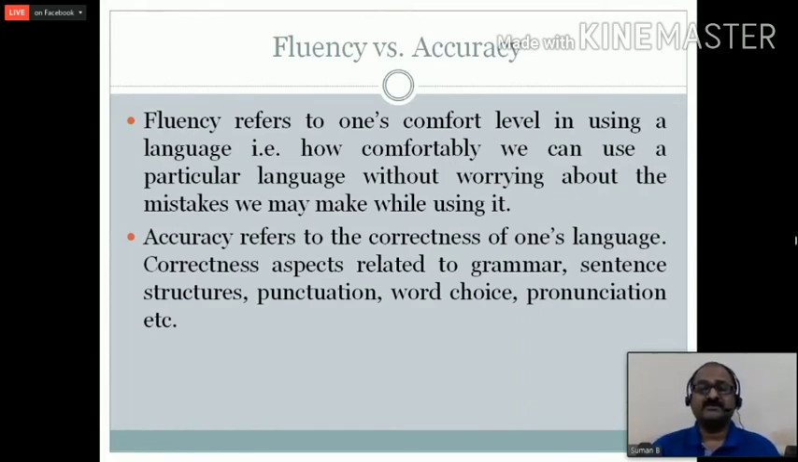Next, accuracy. So the secondary goal should be accuracy. Only after one attains a certain level of fluency can we focus on accuracy. Accuracy refers to the correctness of language. That is why in the primary classes, initially fluency is the goal, where we should ignore our learners' mistakes or errors, and rather encourage them to speak, continue to speak. If we continue to speak, the fluency develops. And accuracy can be a secondary goal which can be targeted at a slightly higher level.